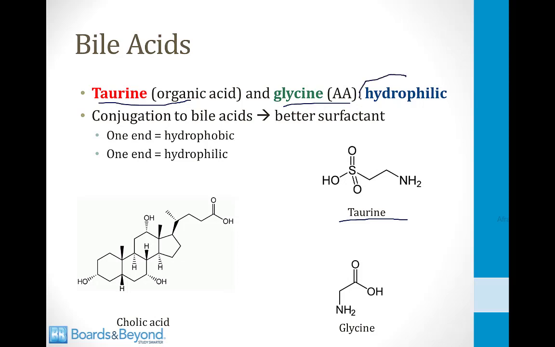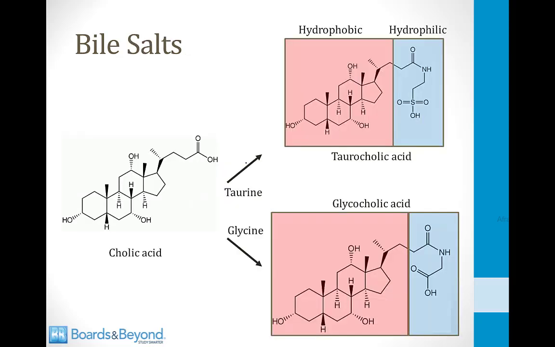And both of these are very hydrophilic, and they are going to be added to this carboxylic end of the bile acid molecule to create a bile salt. And once we create a bile salt, we now have a better surfactant because one end of the molecule will be highly hydrophobic and it will like the lipids. One end will be highly hydrophilic and it will like the water. So I've shown this on the screen here.